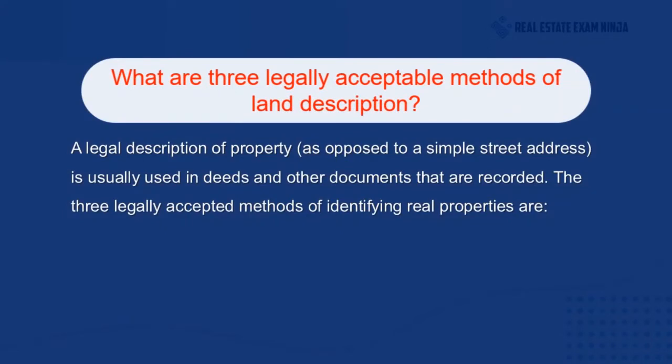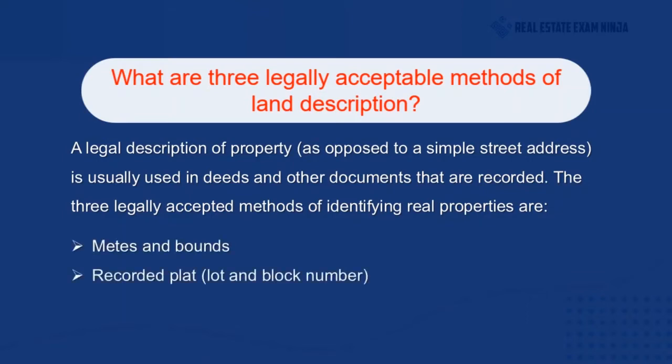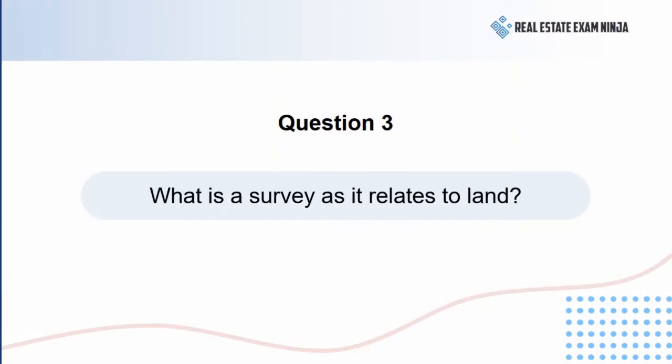A legal description of property, as opposed to a simple street address, is usually used in deeds and other documents that are recorded. The 3 legally accepted methods of identifying real properties are metes and bounds, recorded plat, lot and block number, and government rectangular survey system.